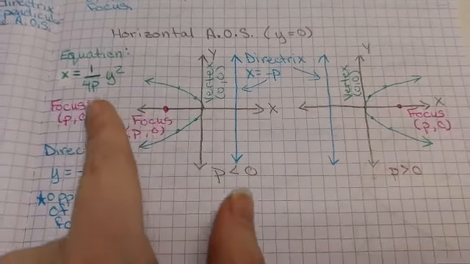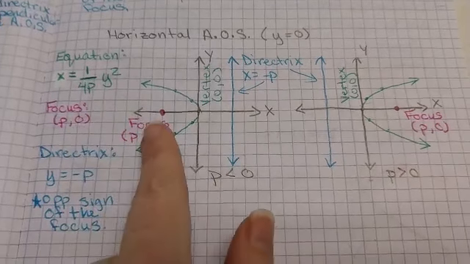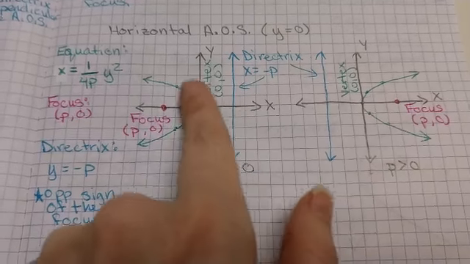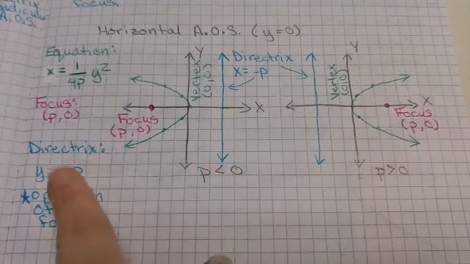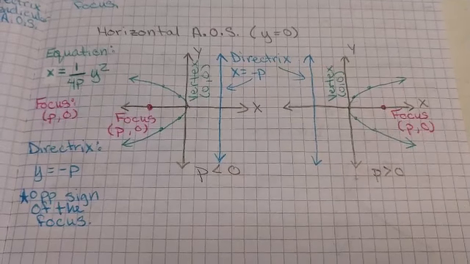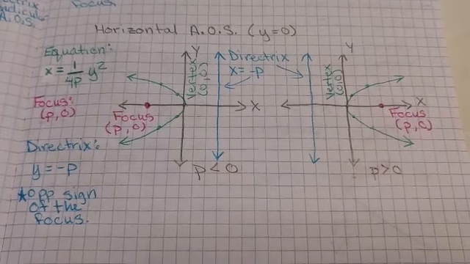As you can see, I kept my color coding. My focus is always my pink, my parabola is always my green, and my directrix is always my blue. I want to stay consistent because it's going to make it easier for things to stand out.